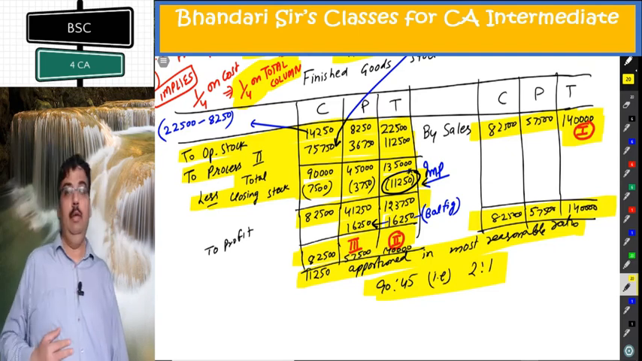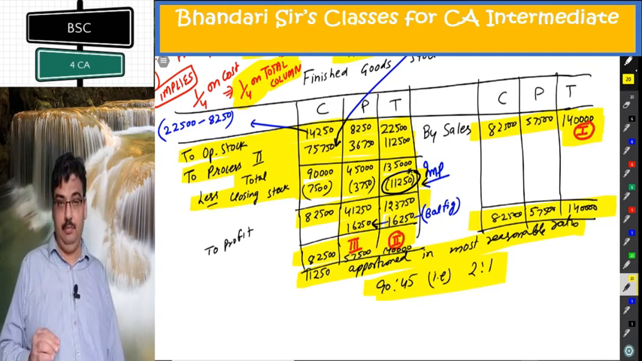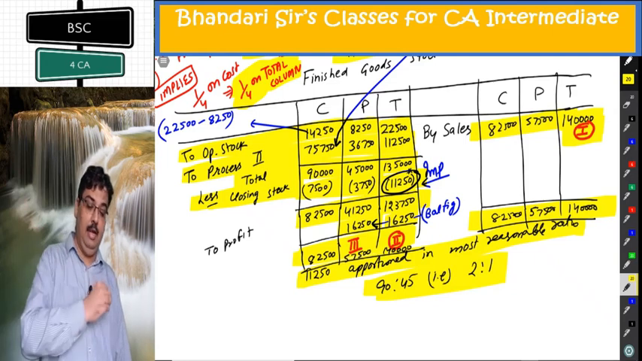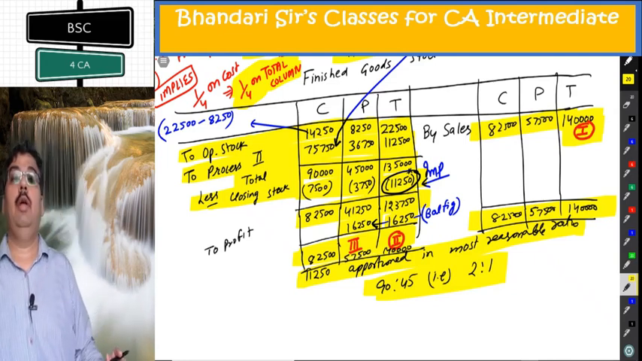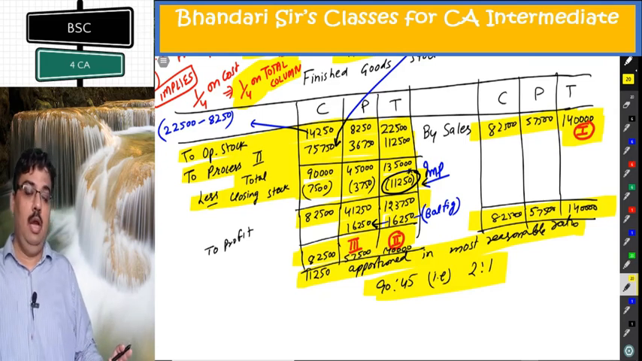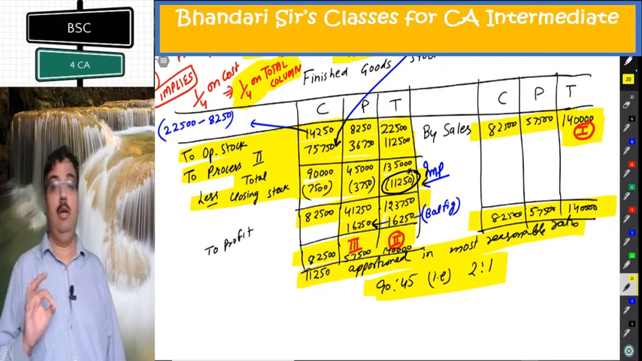1, 140. 2, balancing figure in total column profit. 3, that will go to profit column also. And then add debit side, copy paste everywhere. And my question is complete. Inter-process profit is little tricky if you don't practice little bit more.